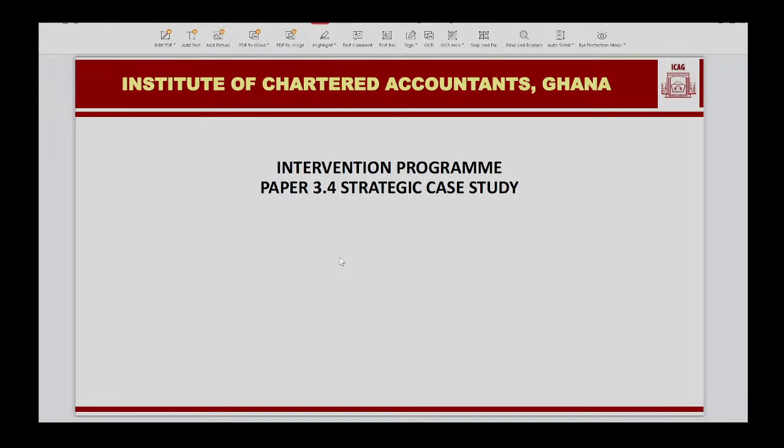Now, it shouldn't be that difficult. You have to focus and know this is a document from ICAG, Ghana, and it really goes in depth on what you should know for the Strategic Case Study syllabus and also how you should prepare. Some people have some misconceptions about the paper, but we are going to clarify all those in just a matter of minutes. Is that okay?